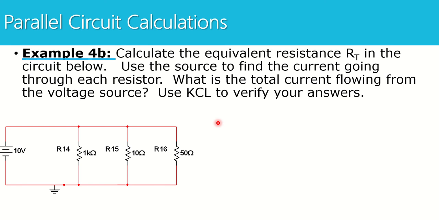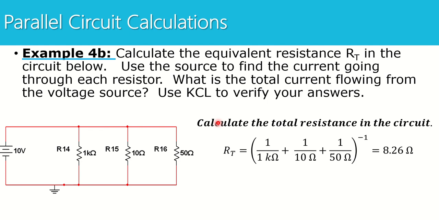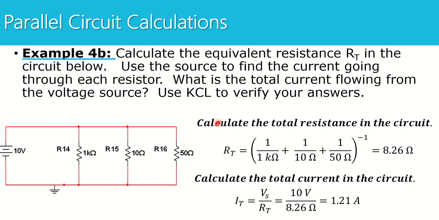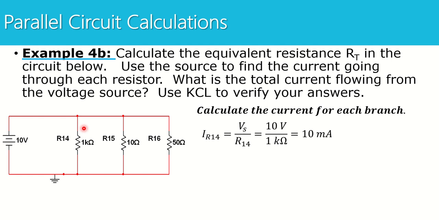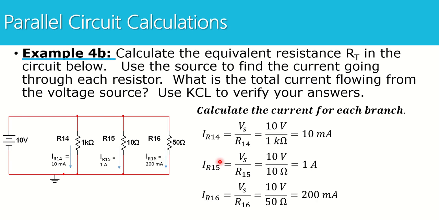So here's the solution for 4b. Hopefully you were able to figure this one out on your own. Here's our total resistance. Using Ohm's law, we find the total current. There's our total current. And we know it splits 3 ways. I know that these 3 resistors are in parallel with our 10-volt source. So I can use the source and each resistance value to find the current for each branch.